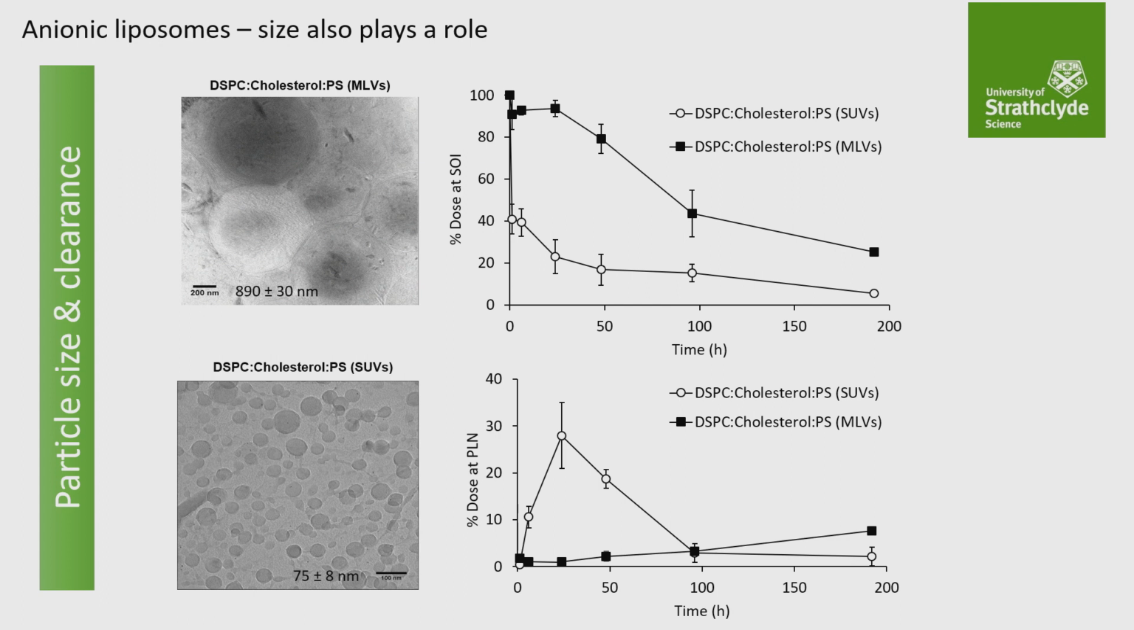They're flowing away. And again, if you look at the bottom graph, you can see they're flowing away from the injection site and arriving at the lymph node, whereas the larger liposomes are still stuck at the injection site and probably take longer to get there. So both size and charge are important factors we consider.